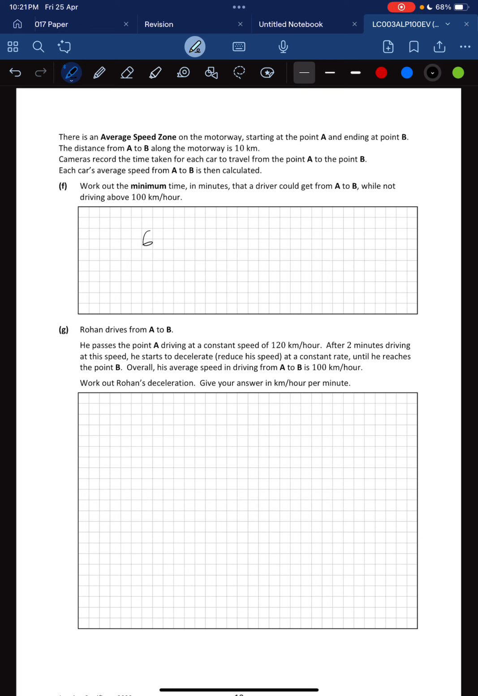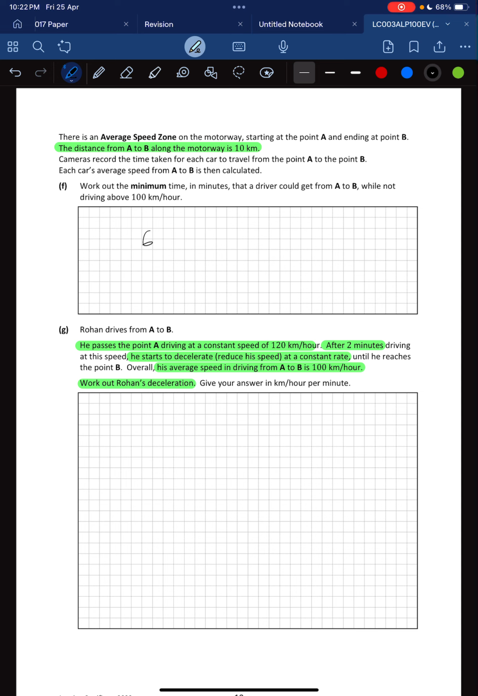So we're going to remember here that it tells us that the distance from A to B along the motorway is 10 kilometers. And so from the point A, he's driving at constant speed of 120. After 2 minutes, he starts to decelerate at a constant rate until he reaches the point B. And then overall, his average speed is 100 kilometers per hour, and we want to find Rohan's deceleration.